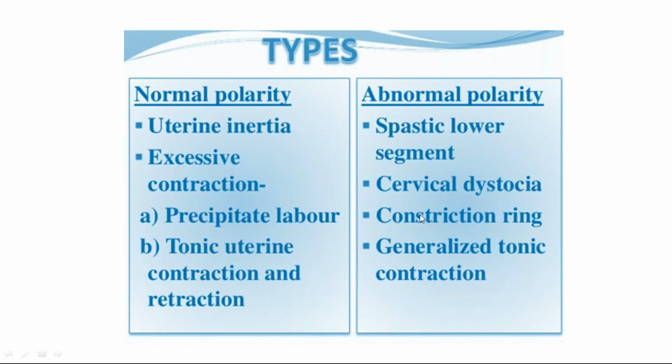So this is also another way of classifying the abnormal uterine action into those uterine actions where the normal polarity is maintained and where the polarity is disturbed, abnormal polarity.